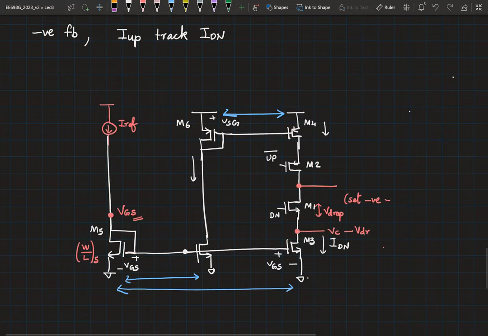Now under this condition, I want to reduce my I up dash. What should I do to VBP? Should I increase VBP or decrease VBP? Increase VBP. Now if I up dash was smaller than I down dash, what is the observation I can make about VX? VX will decrease, which means VX minus VC will be less than zero. And what do I have to do? I have to reduce this VBP. So in other words, I want this control voltage source to be a variable source, and it has to make decisions based on the difference of VX minus VC. So what should I connect here?